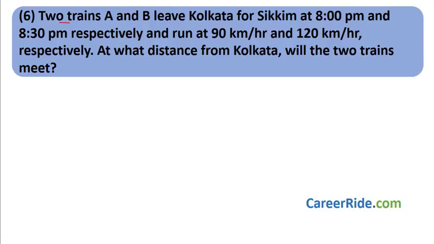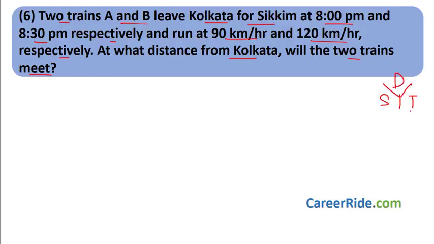Two trains A and B leave Kolkata for Sikkim at 8 p.m. and 8:30 p.m. respectively, and run at 90 kilometers per hour and 120 kilometers per hour respectively. At what distance from Kolkata will the two trains meet? Again, this is a very easy sum. This is simply a speed distance time sum.